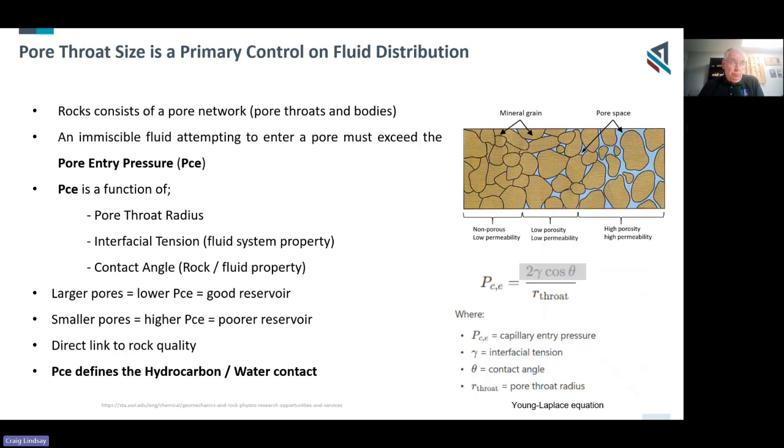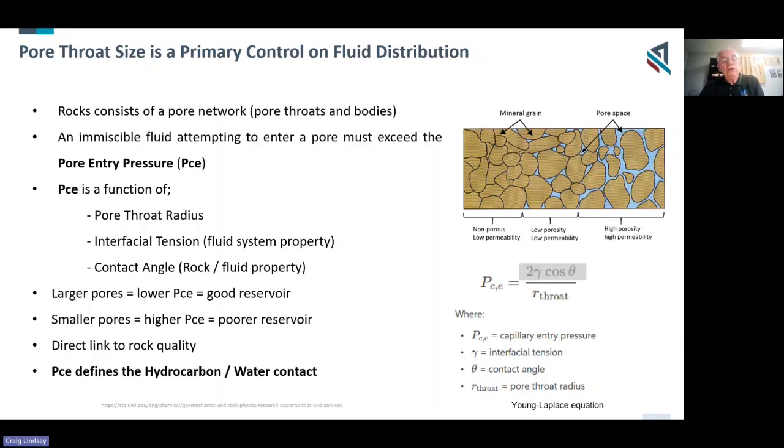So that fluid property, the density difference, is a very primary control on water saturation distribution. Another very primary control is the pore throat size, because this buoyancy force has to exceed what's called the pore entry pressure of the pore network. The larger the pores, the lower the pore entry pressure, and the smaller the pores, obviously vice versa. If we're looking at a cartoon of a pore network, you can see large pores with water in them, and then some smaller pores.